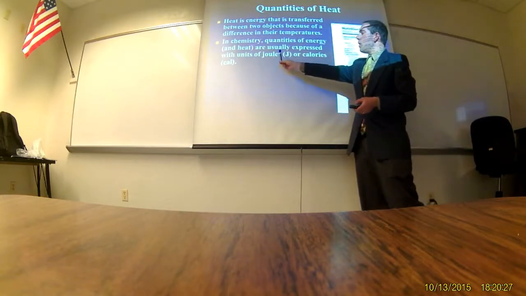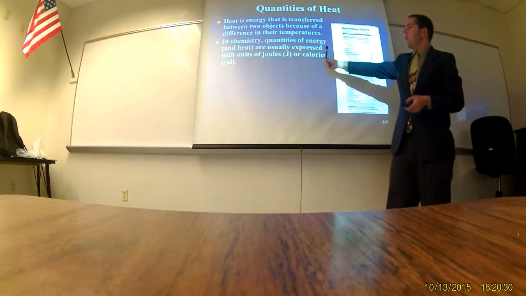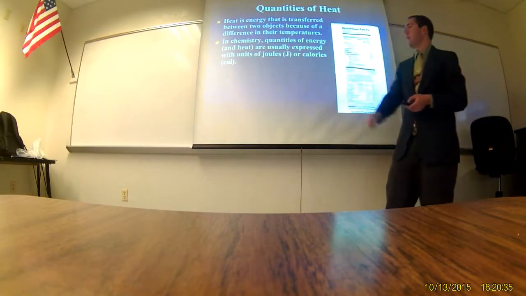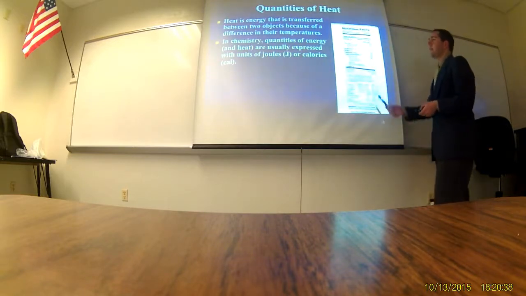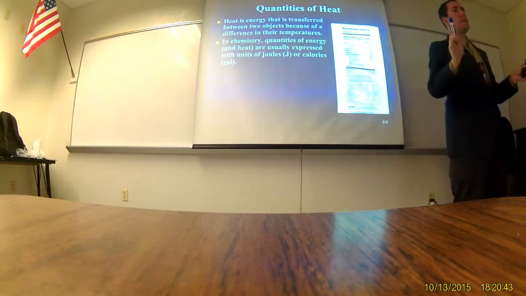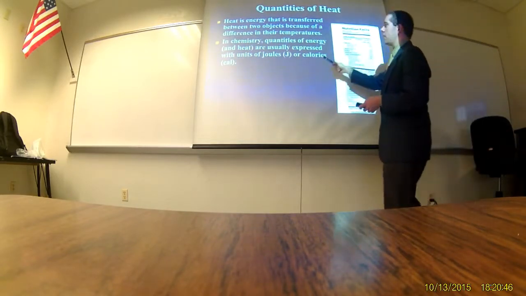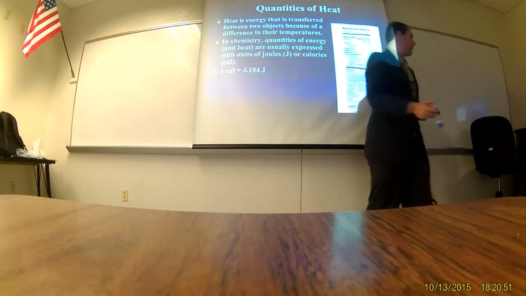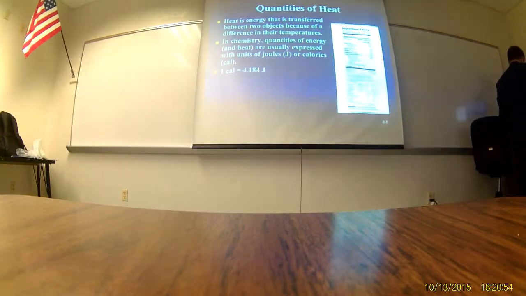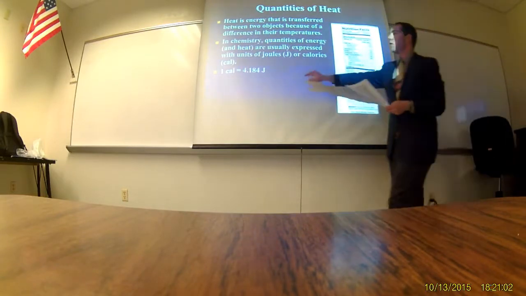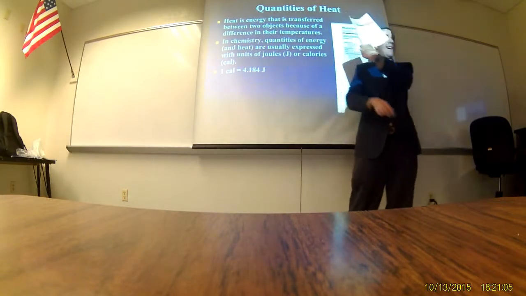In chemistry, we measure heat in either joules or calories. In some cases you will use joules, in other cases we'll use calories. These are generic units for energy. You can use joules and calories for any type of energy, but we're just going to be working with heat. 1 calorie is 4.184 joules. This conversion is going to be very important to you, but it's on here.